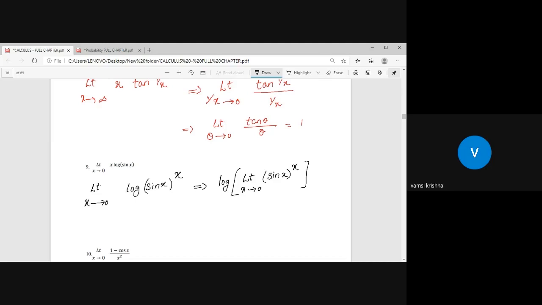Now I want to see the question. The question is in the form of 0 power 0. I already told you sin 0 whole power 0, sin 0 is 0, so 0 power 0. If the question is in the form of 0 power 0, then you can take the answer as 1. So inside the logarithm, the answer is 1, log 1. And log 1 to any base will be equal to 0.